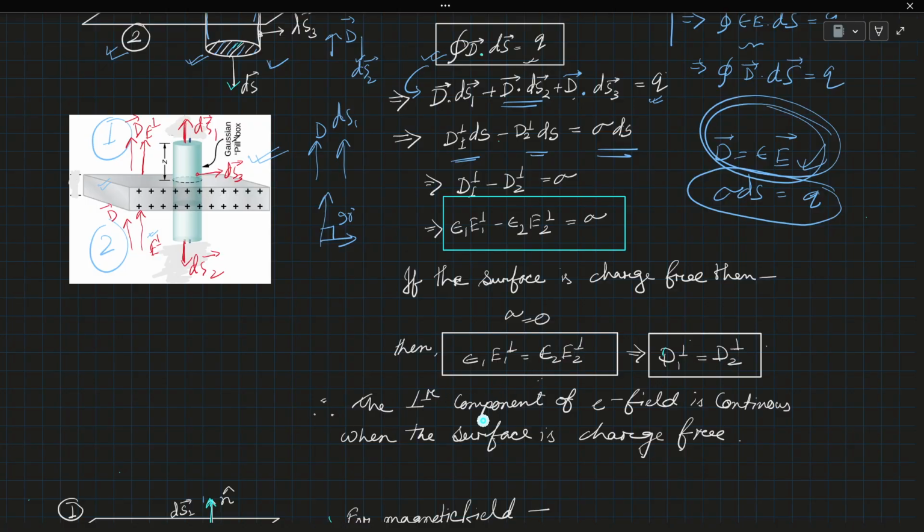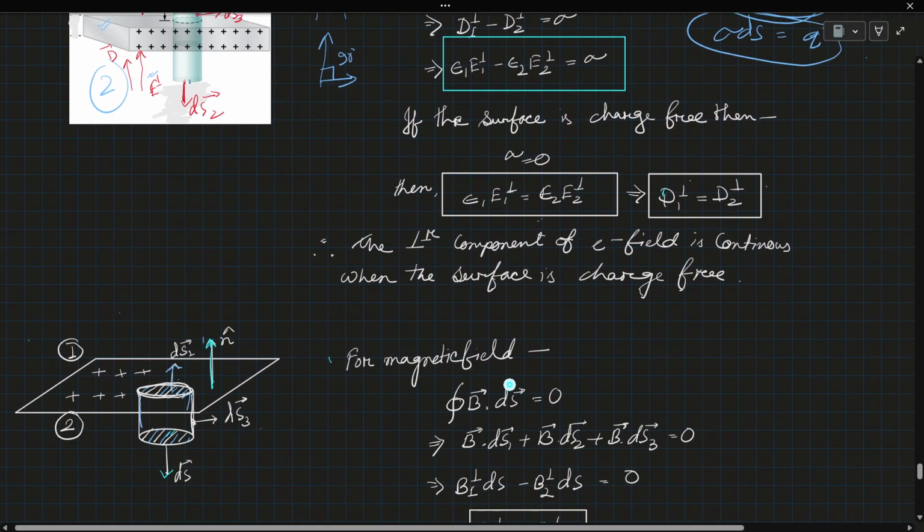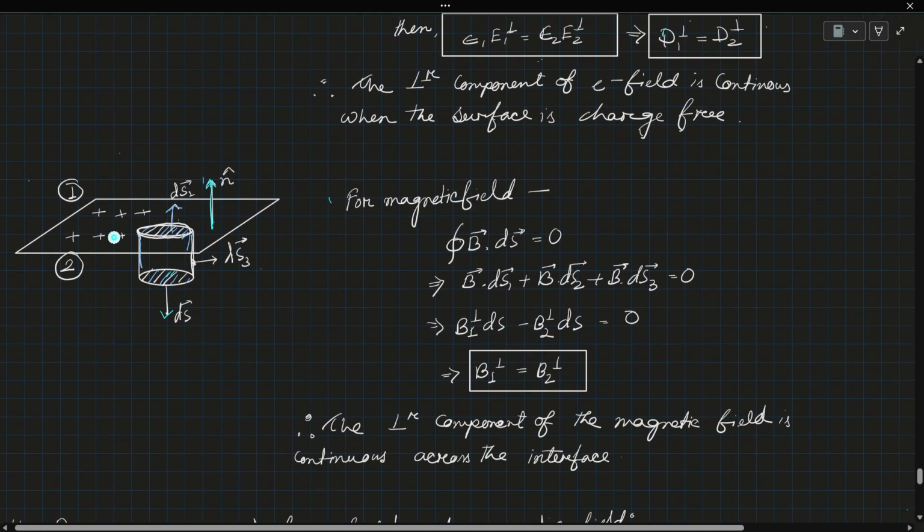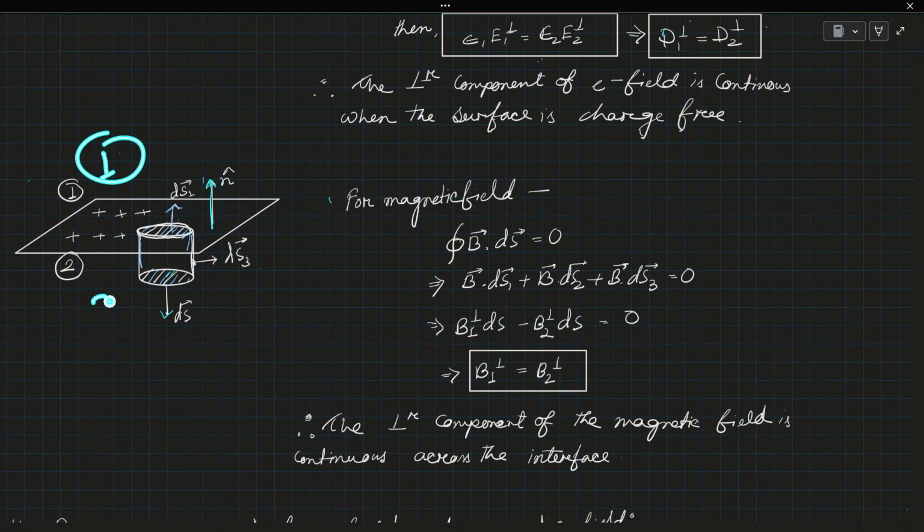So what I can say is, the perpendicular component of the displacement field D is continuous when the surface is charge free. Otherwise this is the behavior. Now for the magnetic field, I have considered the same. This is medium 1 and this is medium 2. Similarly, this is the Gaussian pillbox, right?